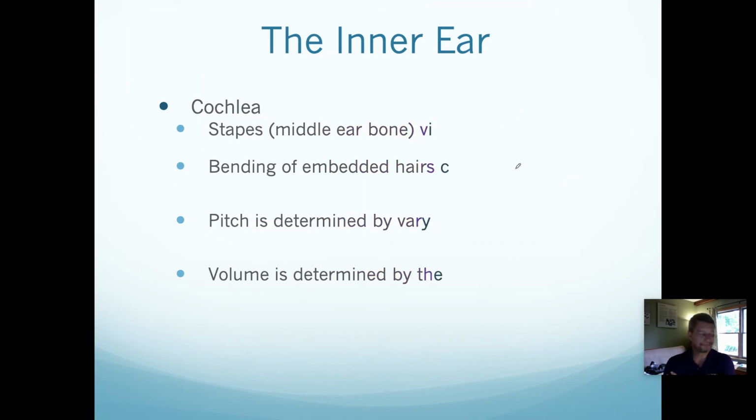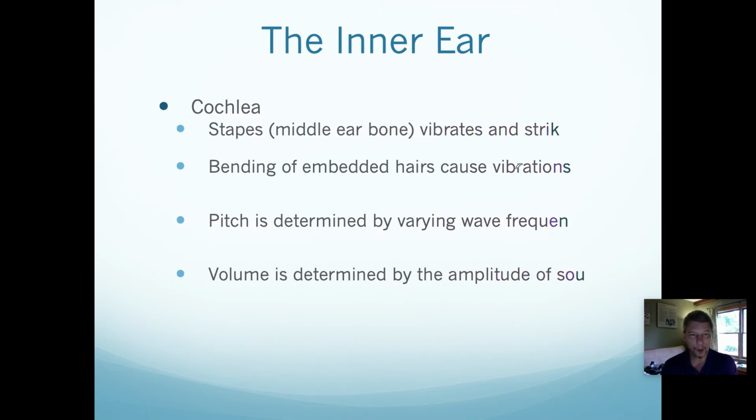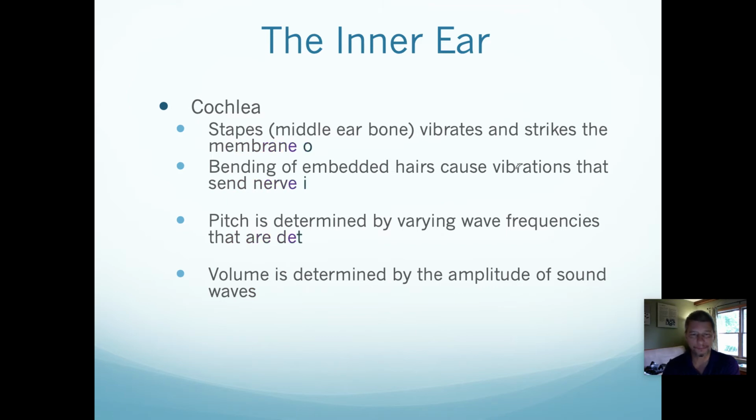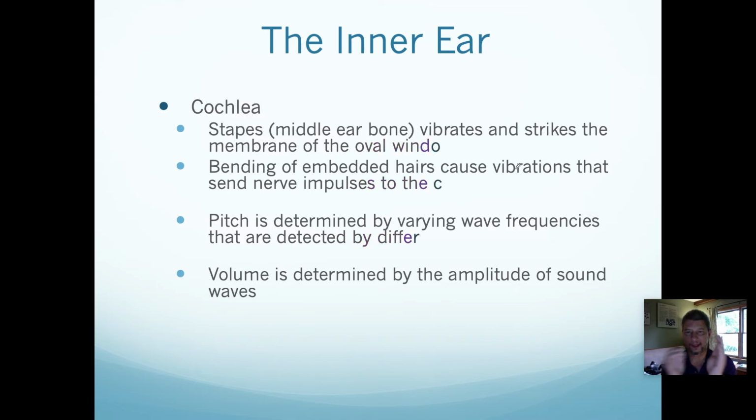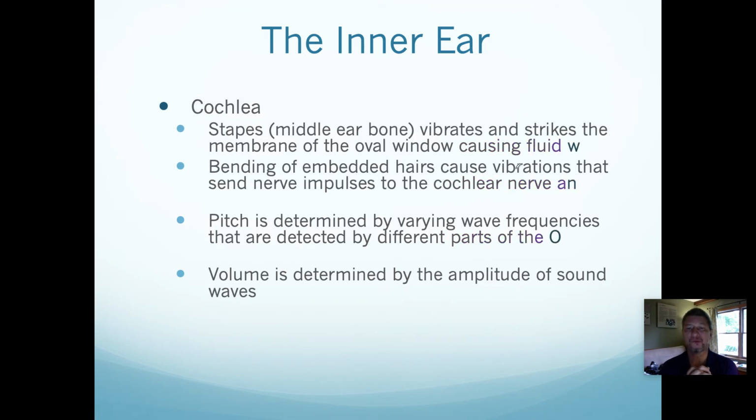So what happens here to start is that the bone of the middle ear, called the stapes, vibrates and hits the membrane of what we call the oval window. It's just a little area of the cochlea that gets tapped by the stapes, and the frequency of the tapping causes fluid inside the cochlea to begin to form waves.